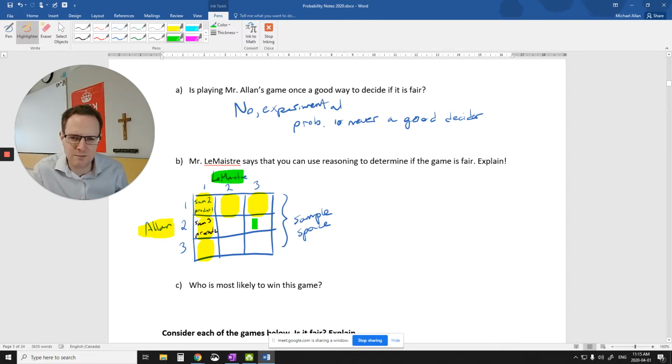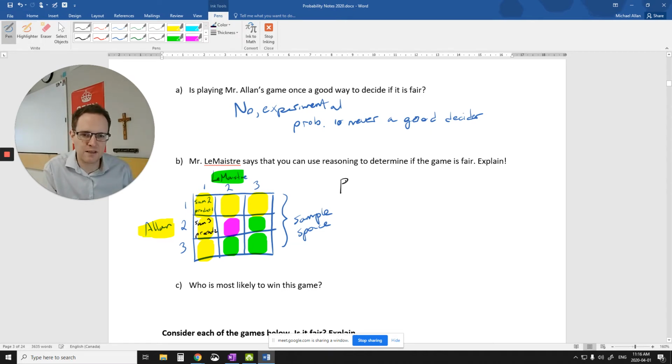Let's see where LeMace could win. So maybe over here, let's try this box here. So LeMace could win in this box, I think. Because my sum is 5, but my product is 6. So the product's bigger. So Mr. LeMace wins there. The product's 9. The sum is 6. Mr. LeMace wins here. The product of 3 and 2, so I'm just multiplying those two, is 6. The sum is 5. So Mr. LeMace wins. And the one in the middle, no one wins because that's 2 and 2. So that's 4 if I add them, and it's 4 if I multiply them. So no one wins there.